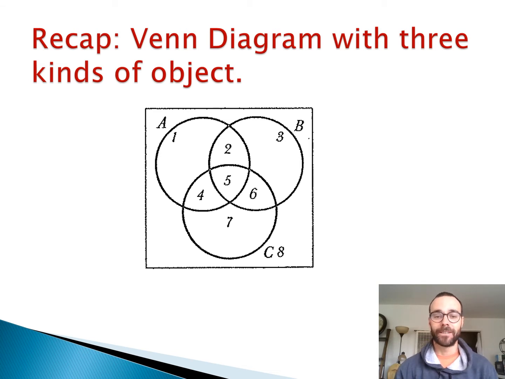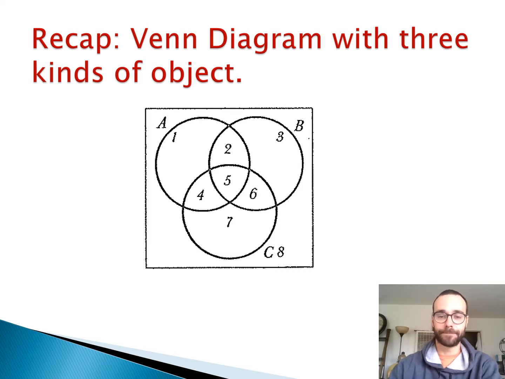So you have section 1, A without B or C. Number 2 is A and B but not C. 3 is B and not A or C. 4 is A and C and not B. 5 is A, B, and C. 6 is B and C and not A. 7 is C and not A or B. And then 8 is not A, B, or C.